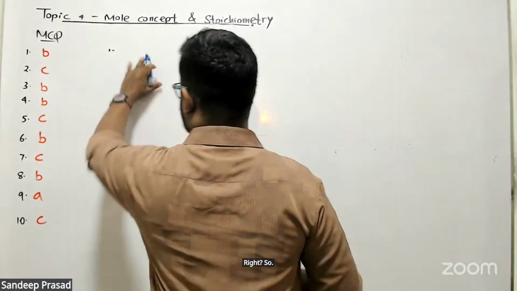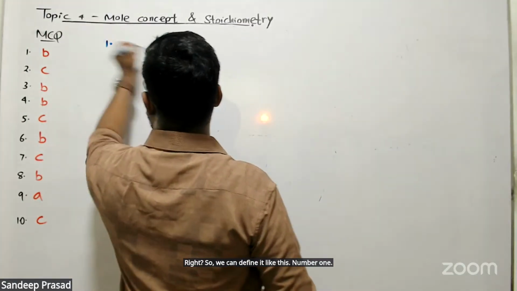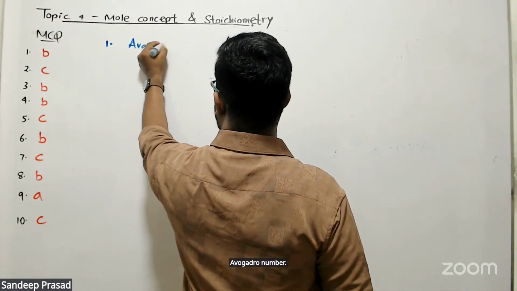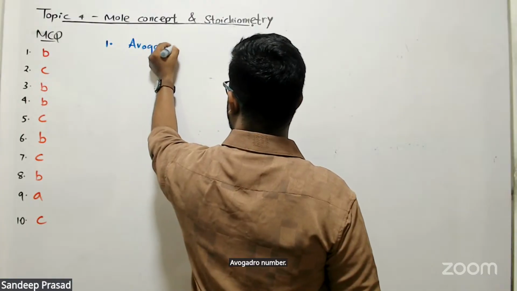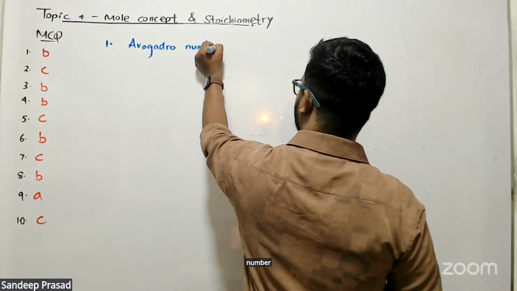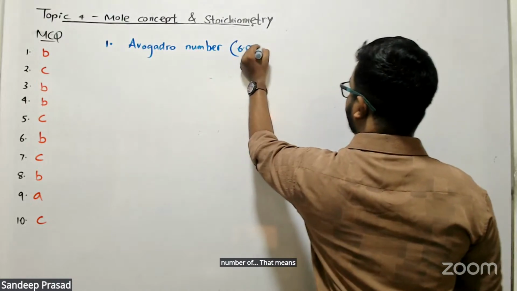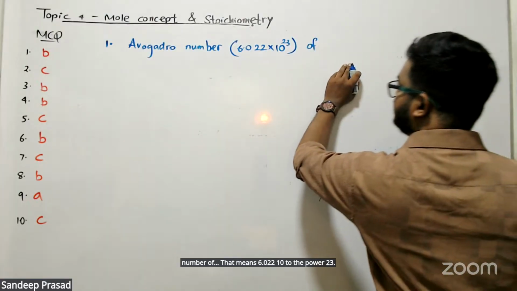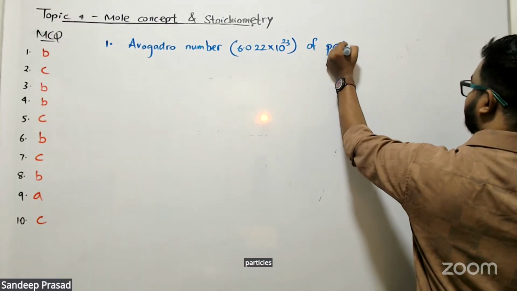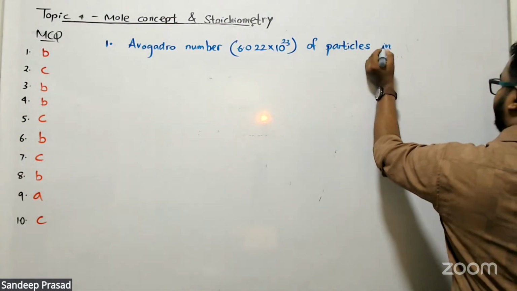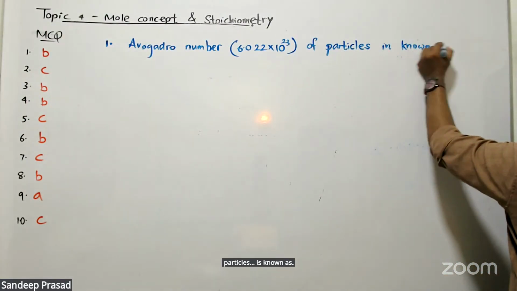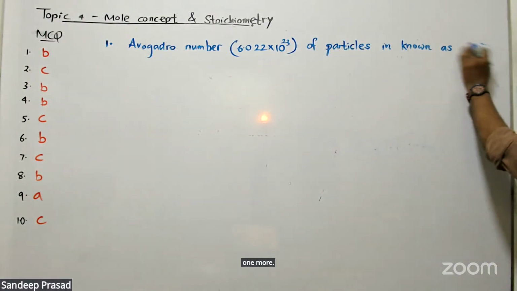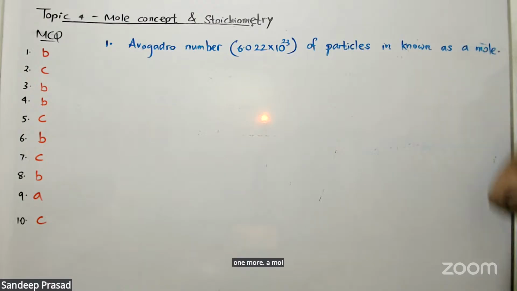So we can define it like this. Number one, Avogadro number of, that means 6.022 times 10 to the power 23, particles is known as 1 mole, a mole, right?